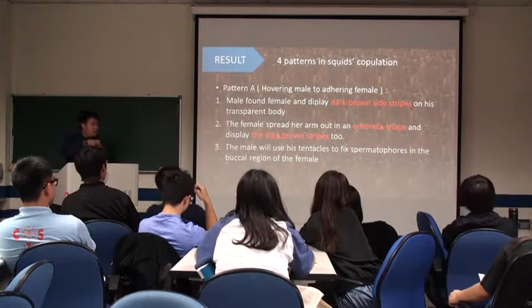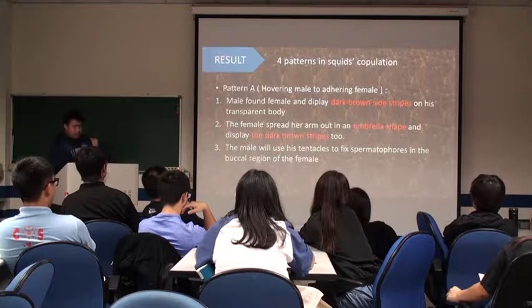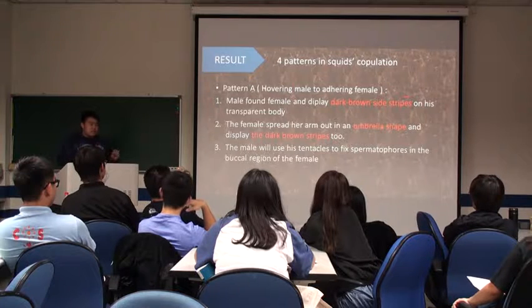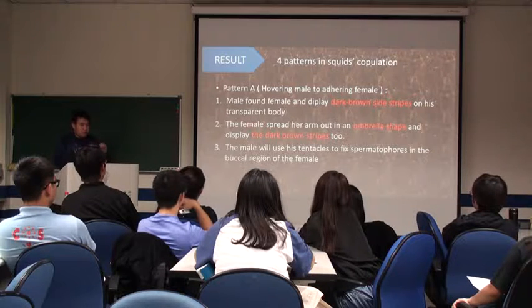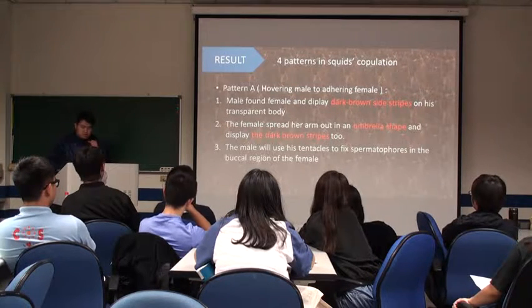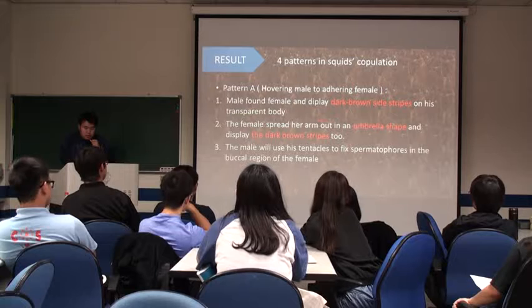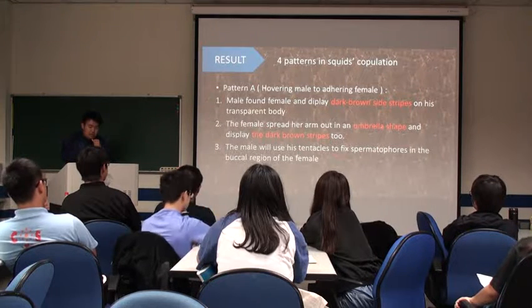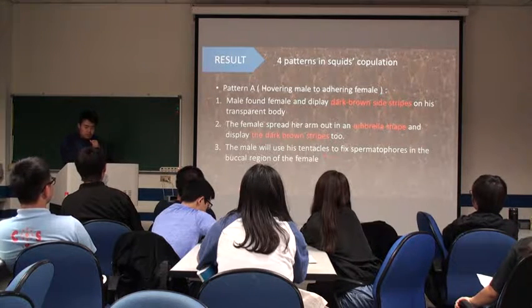And now we found 4 patterns in the squid copulations. Pattern A is hovering males to adhering females. Hovering means that you move back and forth, and adhering means stopping at one point and not moving rapidly. You can see the male found a female and displays dark brown stripes on his transparent body. And the female will spread her arms out in an umbrella shape, and the dark brown stripes will be present too.